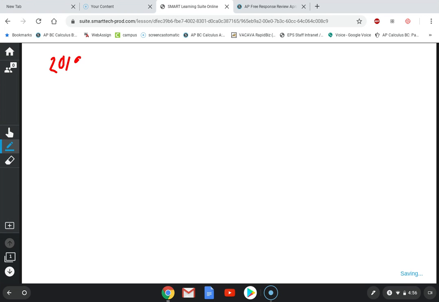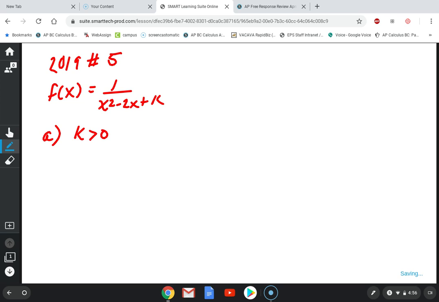Okay, so this is 2019 number 5 from the BC test. We have the function f of x equals 1 over x squared minus 2x plus k. Part A says, find the value of k such that k is greater than 0.